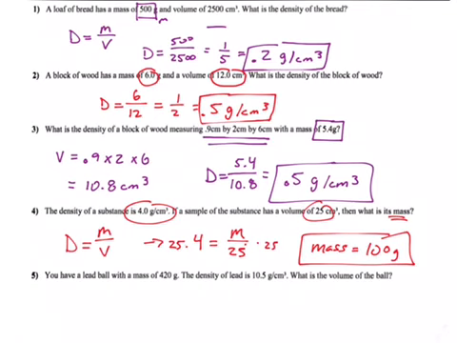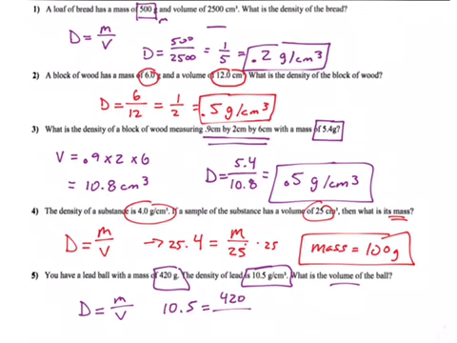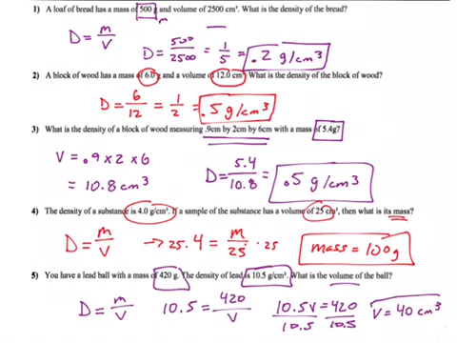You have a lead ball with a mass of 420 grams. The density of the lead is 10.5 grams per centimeter cubed. What is the volume of the ball? Same idea. We have density equals mass over volume. They've given us the density at 10.5, and they also gave us the mass of 420, and they're asking us to solve for volume. I'm going to get the V out of the way by multiplying it to the other side. So I've got 10.5 V equals 420. Then I'm just going to divide by 10.5. And so in this case, the volume equals 40 centimeters cubed.